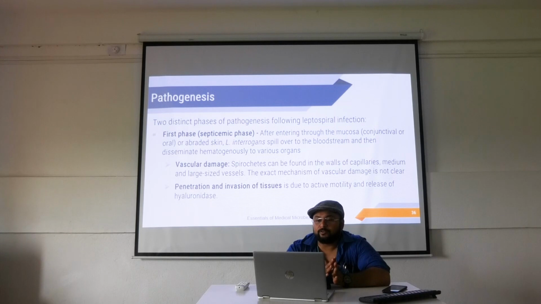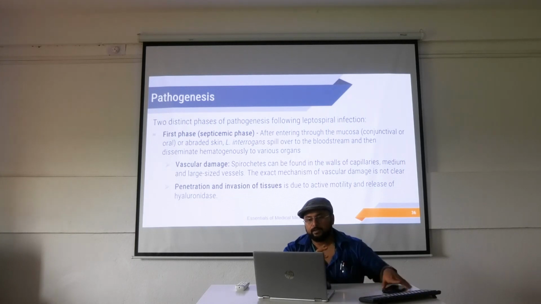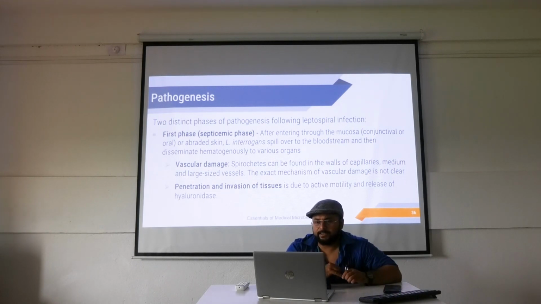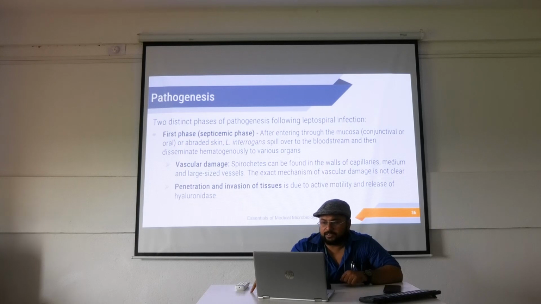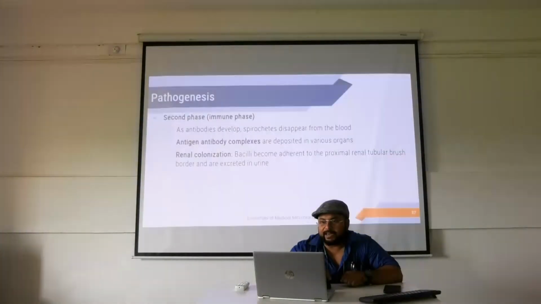Two distinct phases of pathogenesis. First phase, the septicemic phase: entering through the mucosa, conjunctival and oral abraded skin, leptospira spill over to the bloodstream and then disseminate hematogenously to various organs. Vascular damage: spirochetes can be found in the walls of capillaries, medium and large vessels. The exact mechanism of vascular damage is not clear, but penetration and invasion occur due to active motility and release of hyaluronidase. What happens in the second phase?